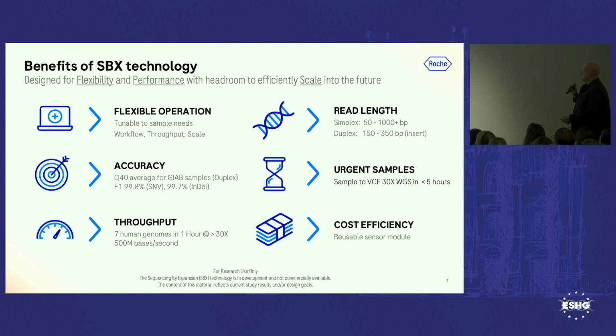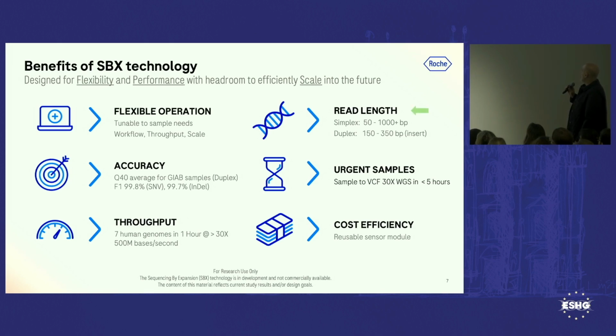Now, for every approach, you have to be thinking about performance. You have to be thinking about scaling into the future. So we'll cover accuracy, and we'll talk about what we're doing, updating some of the F1 scores that we have using the Genome in a Bottle samples. They've improved quite a bit, even in just 2 or 3 months. Throughput is still very similar, 500 million bases per second.